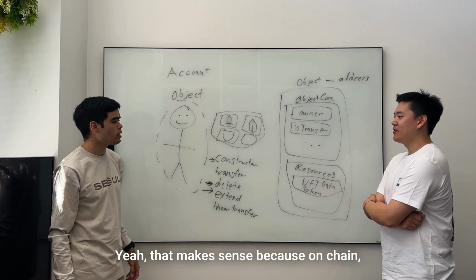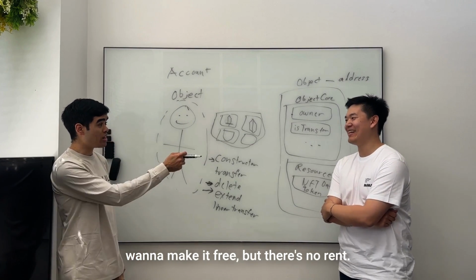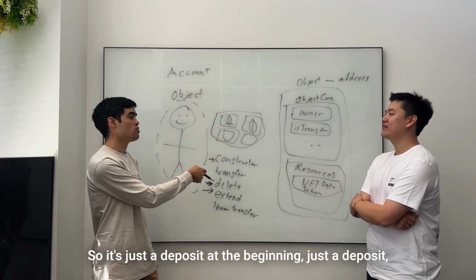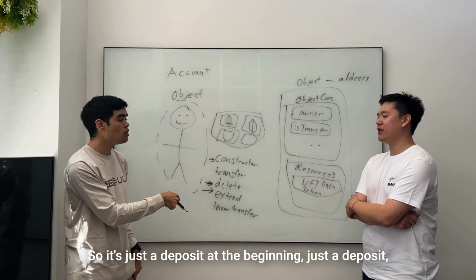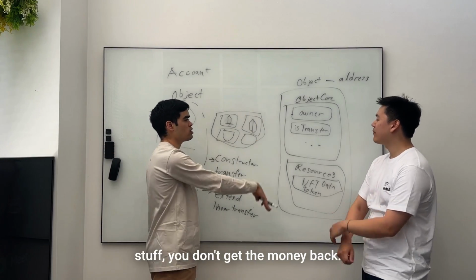That makes sense, because on-chain storage is expensive. You don't want to make it free. But there's no rent. So there's no rent on Aptos. So it's just a deposit at the beginning. Just a deposit. And then you can get it back later if you free it. So if you don't get rid of all this stuff, you don't get the money back.